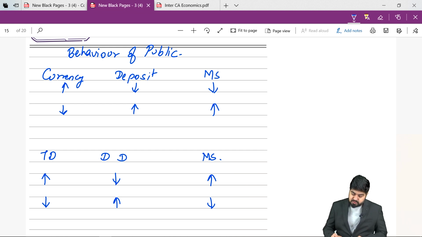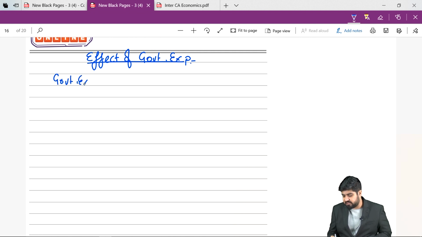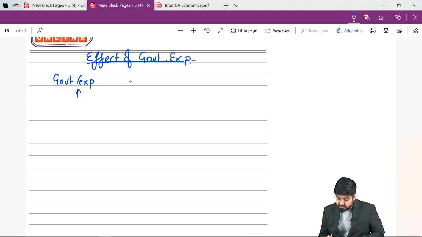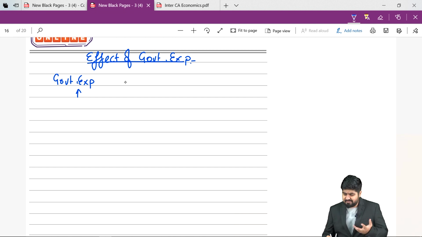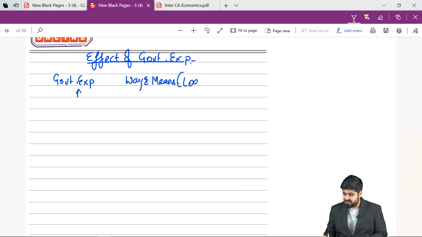Now tell me one more thing, students. What will be the effect of government expenditure? I repeat, what will be the effect of government expenditure on money supply? Let's suppose government expenditure is very high. So what will happen? They will have to take more and more loans. Now the loans taken by the government will be, let's suppose, ways and means advances, which is just like the overdraft facility available to current account holders. Similarly, they are also getting loans.